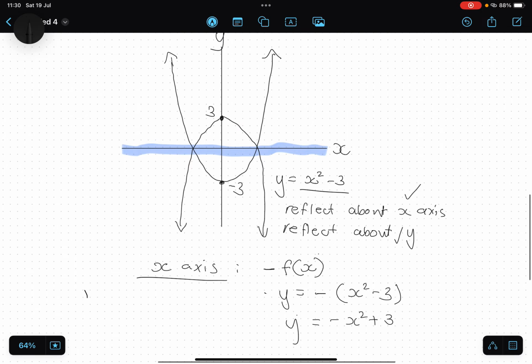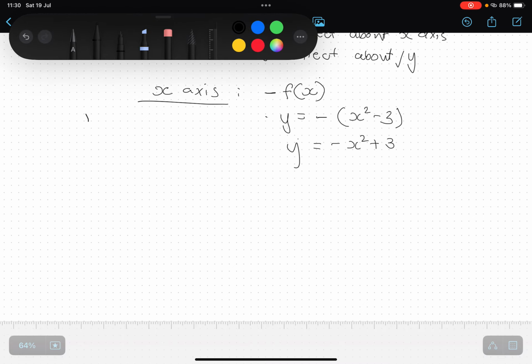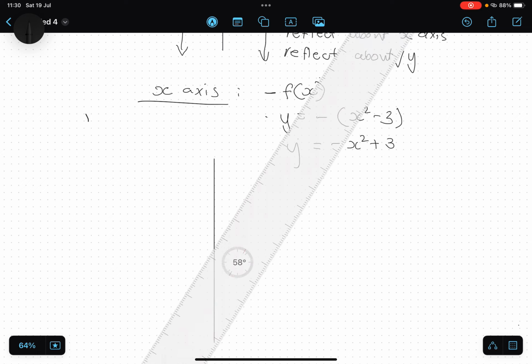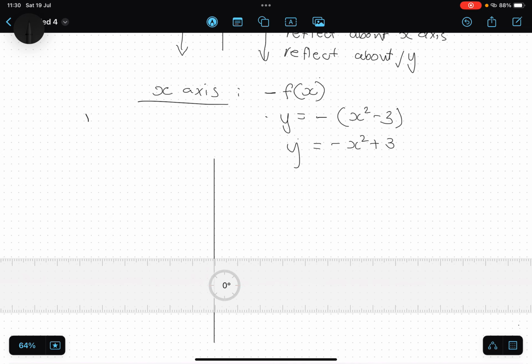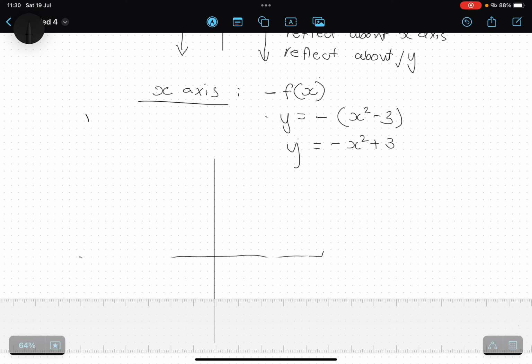The y-axis is slightly different. So let's do another diagram. The y-axis, let's do the same function, so we keep it the same. Oops, that one wasn't very straight.